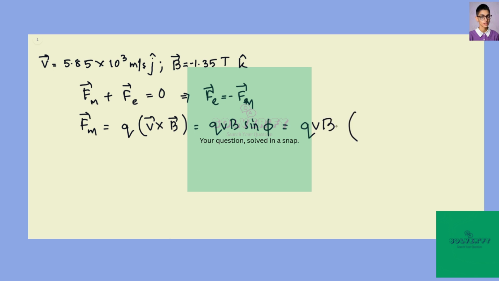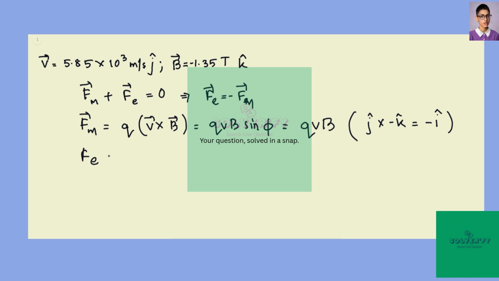Now the direction will be given by J cap cross, as you can see there's a negative sign here, so negative of K cap. This is given by the cross product by the right hand rule. So this is negative of I cap, or the negative x-axis.